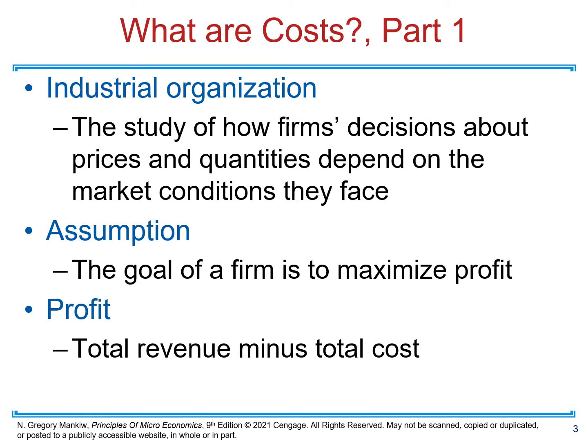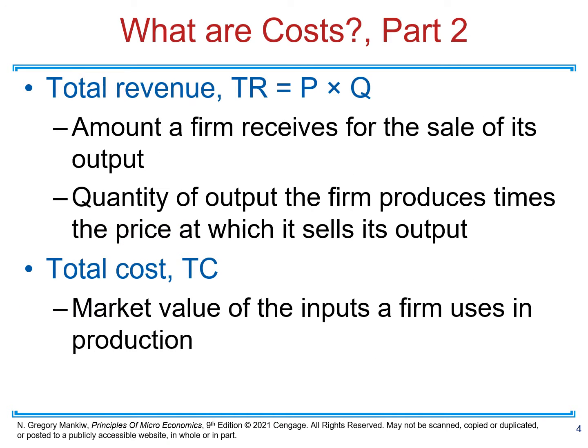We do make an assumption that the goal of the firm is to maximize its profit. Of course, everybody wants to do business in the market. They want to get as much as they can and spend as little as they can: cost minimization and profit maximization. And we know profit is total revenue minus total cost. We can demo it like this.